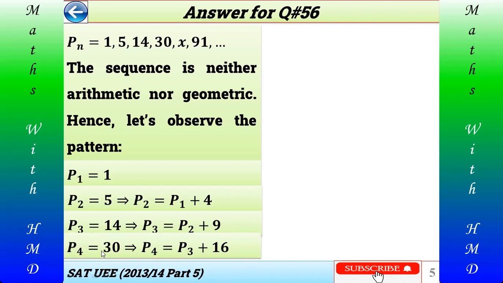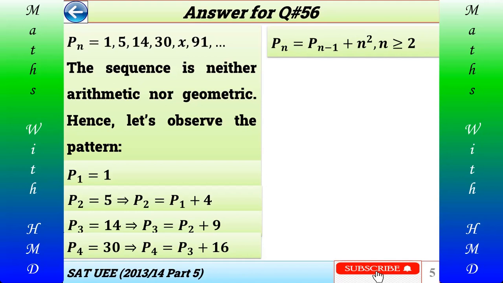What about P4? P4 is 30, which is given here. So P4 is going to be P3 plus 16, because P3 is 14, plus 16 is going to be 30. So could you please generalize this pattern? How did you see the sequence which is given for this pattern? What is the general term? How can we determine the general term of this sequence, this pattern?